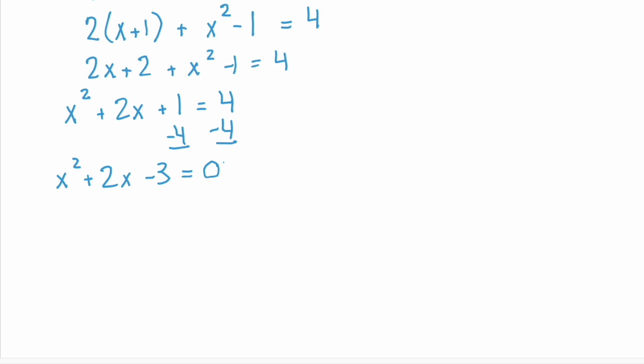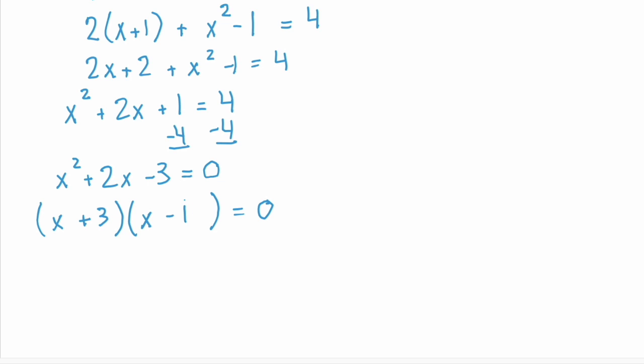We have a polynomial, so we want to factor that polynomial. There's no leading coefficient, so we know that our factored binomials are going to have x's as the first term. And then we're looking for the two numbers that multiply to negative 3 but add to 2. So a positive 3 and a negative 1.